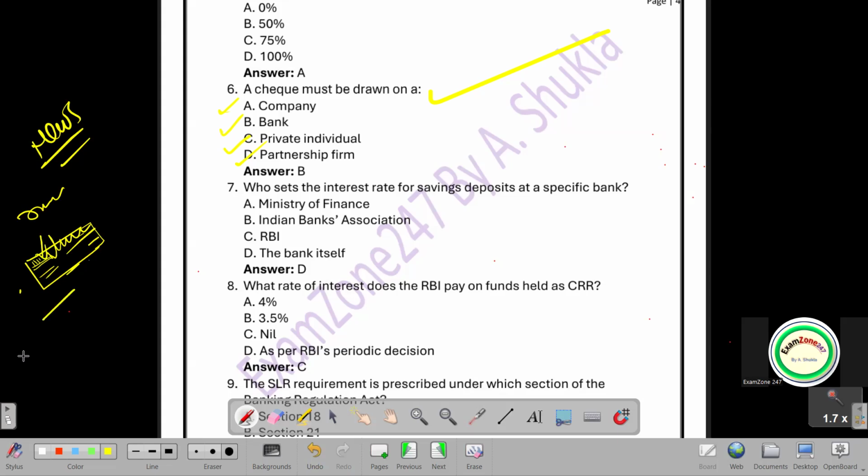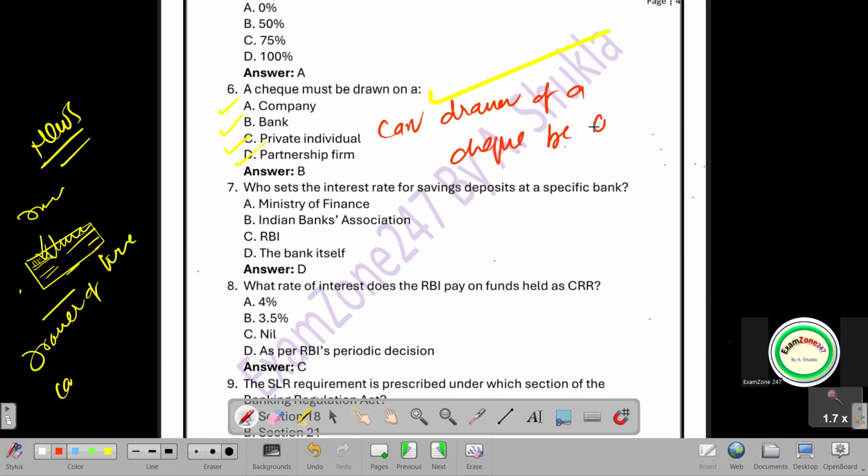Who is the drawer of the bank check? Drawer of the check. Can the drawer of the check be other than the account holder? Can the drawer of a check be other than the account holder?